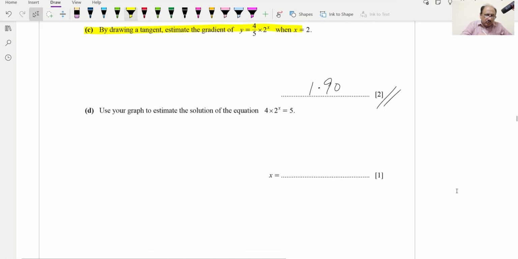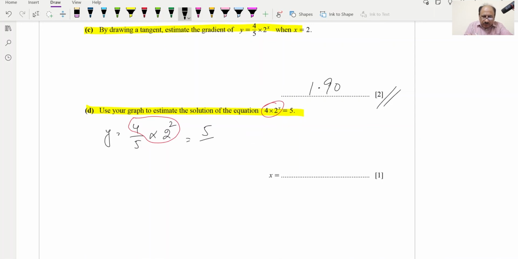Then they're saying use your graph to estimate the solution of the equation 4 into 2x is equal to 5. So what we can do, we have the equation which is y is equal to 4 over 5 into 2x squared, and this is the given equation. And if we check this portion is this one which is 5, so we can rewrite it as 5 over 5 which is equal to 1. So our equation will be y is equal to 1.